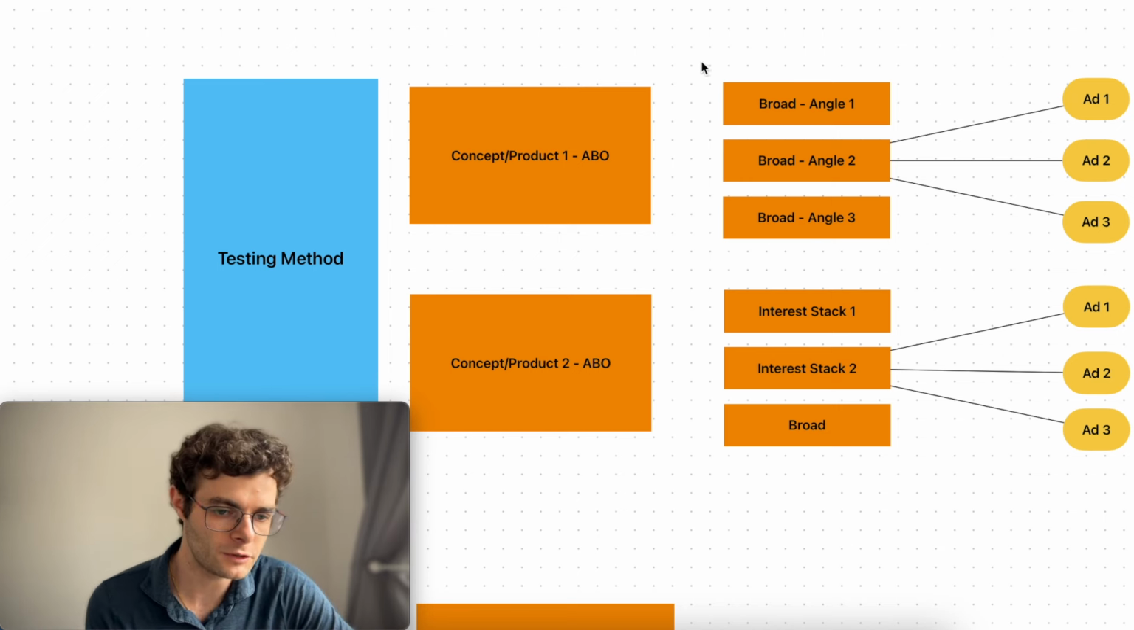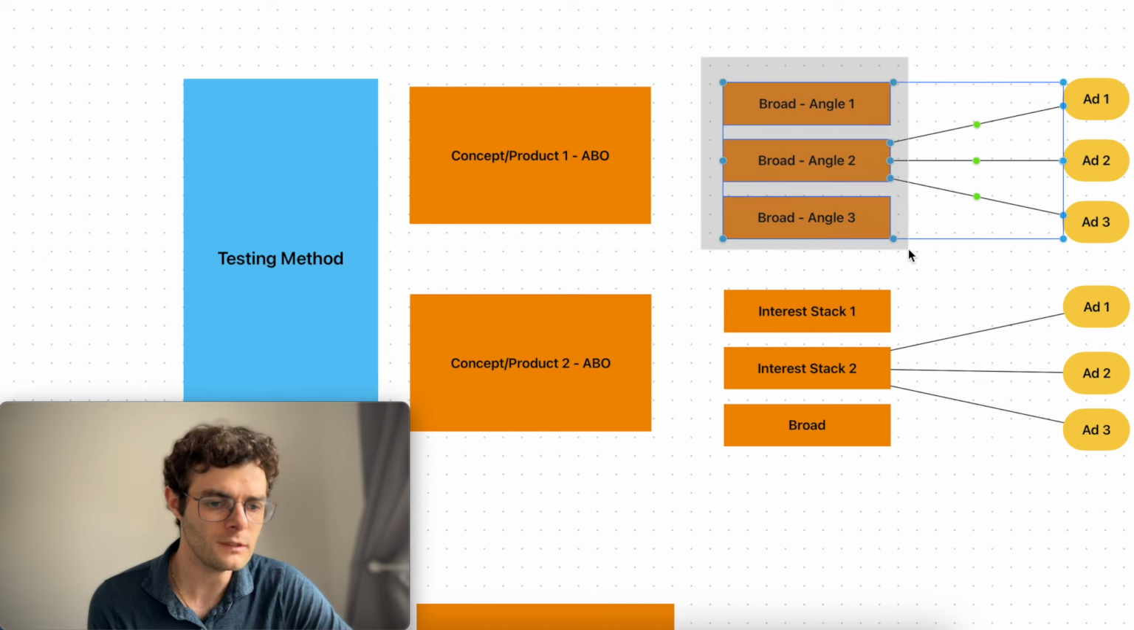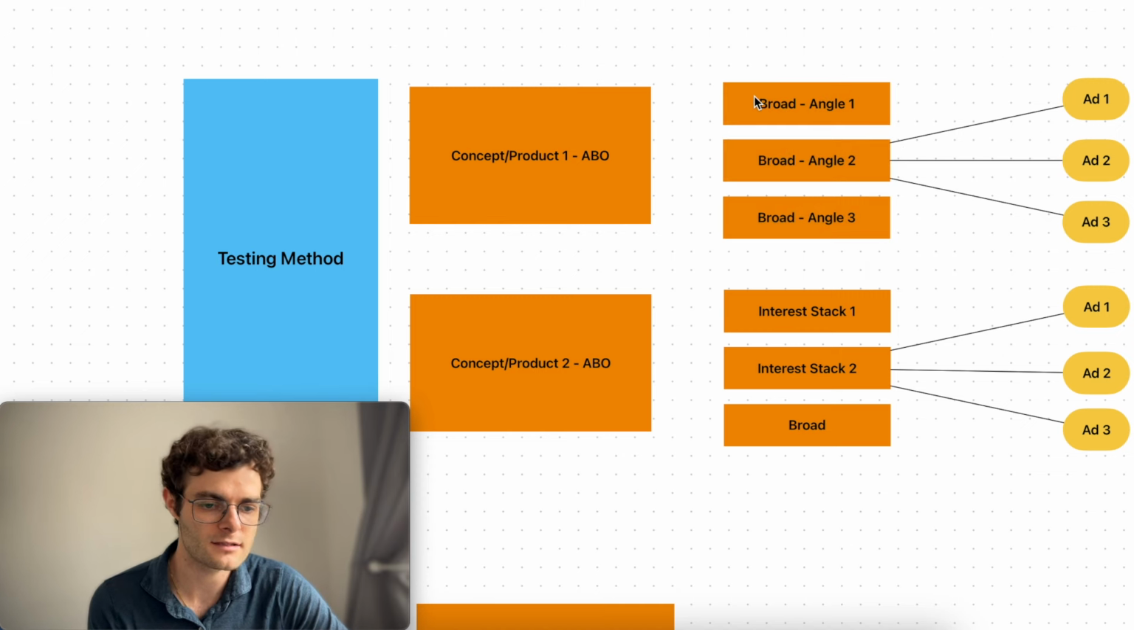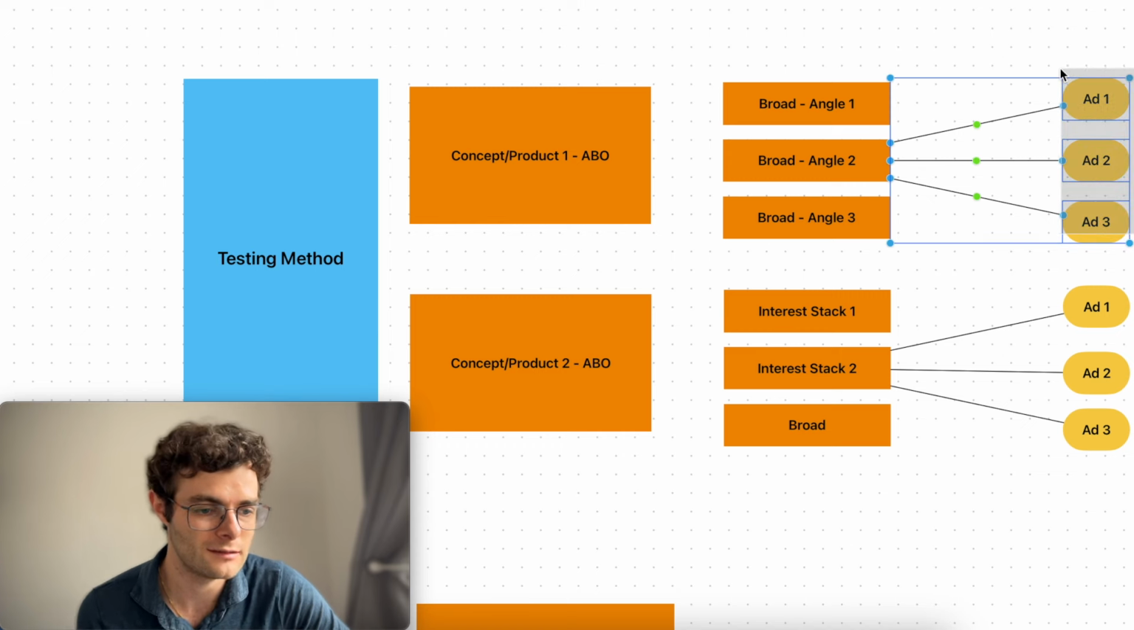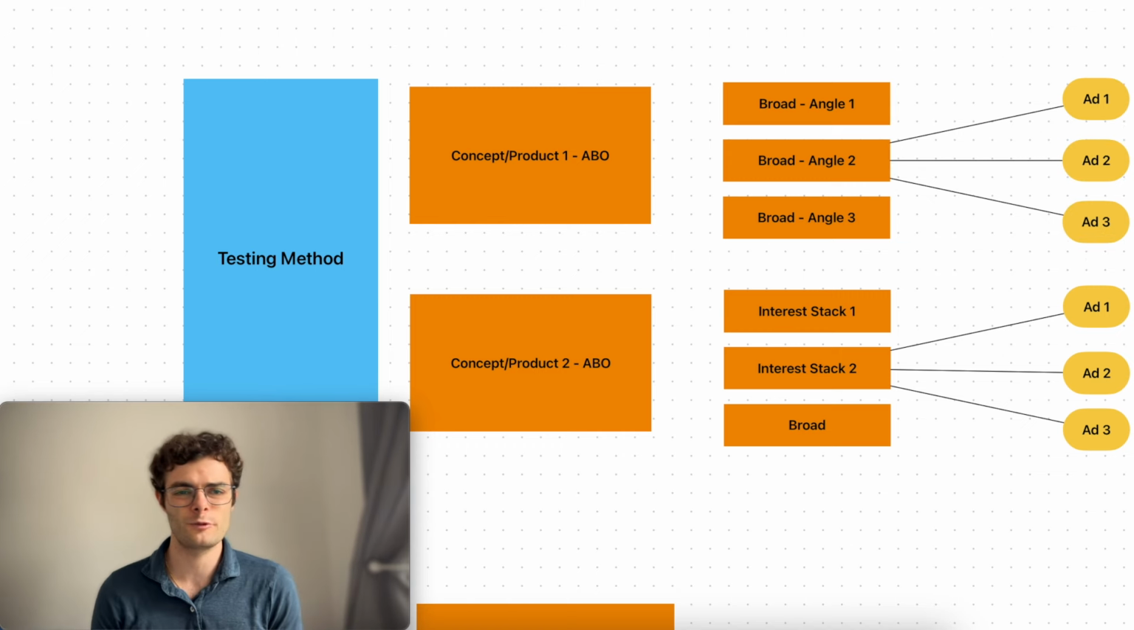And so what we want to do is split test by angle, and so each ad set is going to have its own individual budget, angle 1, angle 2, and angle 3, and then of course each ad set is going to have multiple ads. And typically I don't like to test more than like 3 to 5 ads, depending on your ad set.